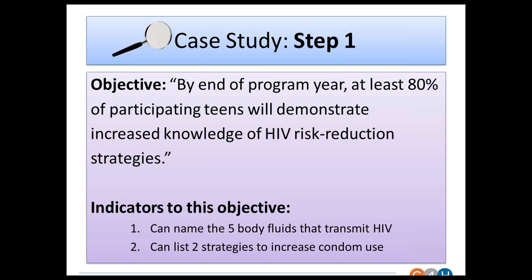For example's sake, we've made up the following 2 indicators. Can name 5 fluids that transmit HIV, and can list 2 strategies to increase condom use. Your program may have more or fewer indicators, and they may be different depending on your participant population. For example, if you're working with a population that is already very well educated about HIV, your indicators could be completely different.